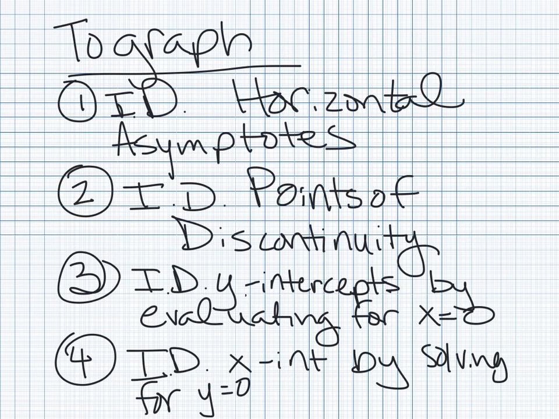Okay, so kind of putting everything together to graph these things. You're going to identify your horizontal asymptotes. You're going to identify any points of discontinuity and either make them asymptotes or holes in your graph. You're going to identify the y-intercept by evaluating where x equals 0, because the y-intercept happens where x equals 0. And you're going to identify your x-intercepts by solving for the equation where y equals 0, because the x-intercepts happen when your y is equal to 0.